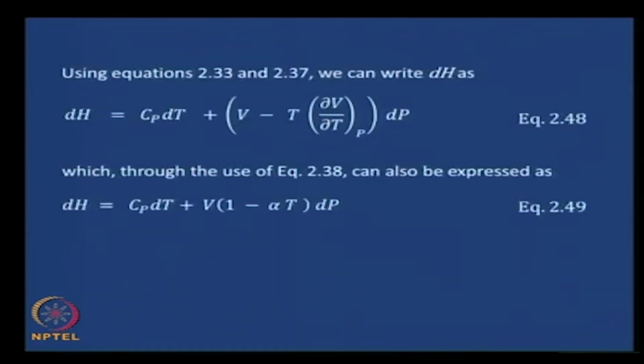Now, look at the thing here. We have the total variation in enthalpy expressed in terms of Cp, V, alpha and T. So, this is easily computable.